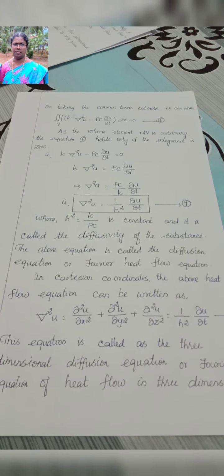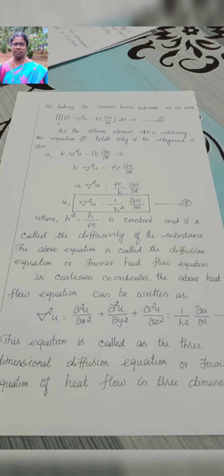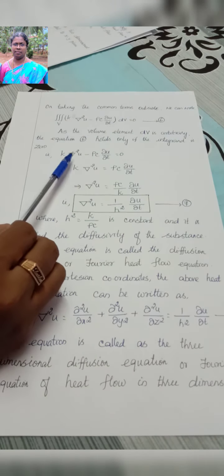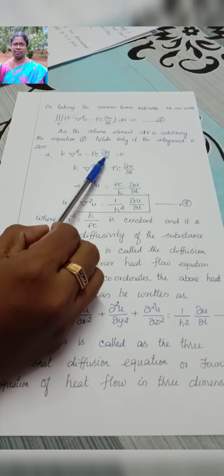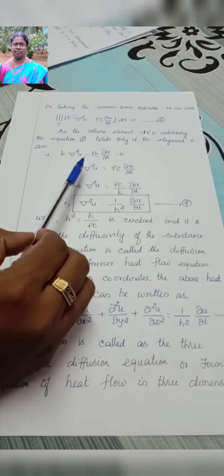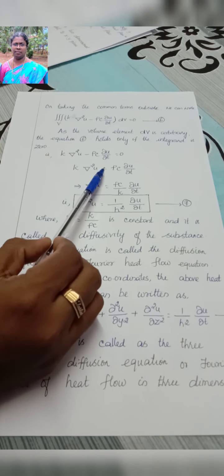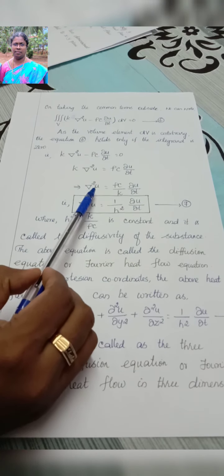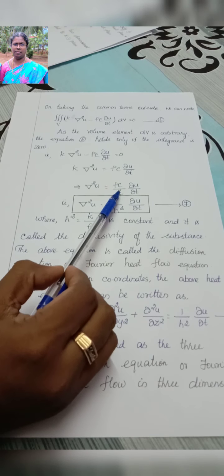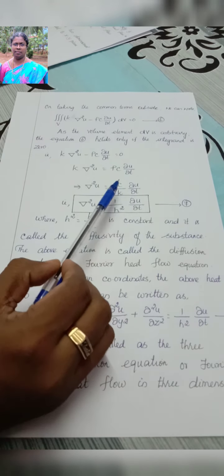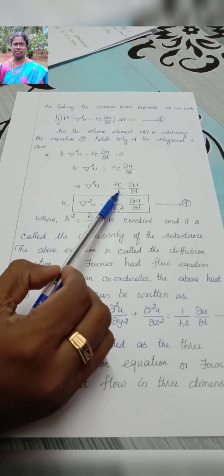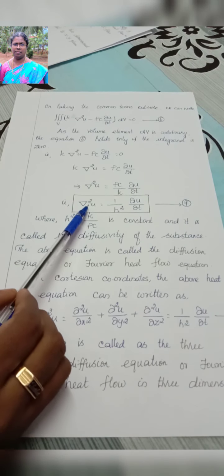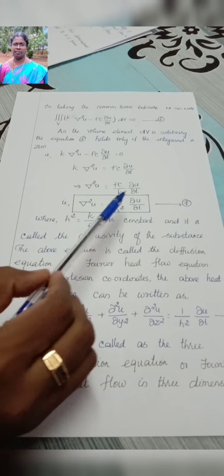As the volume element dV is arbitrary, equation 6 holds only if the integrand value is equal to 0. That is k del square u minus rho c dou u by dou t is equal to 0. From this we can write k del square u is equal to rho c into dou u by dou t, which implies del square u is equal to rho c by k into dou u by dou t. Here rho is a constant, c is a constant, k is a constant. So these three constants are replaced by a single constant as del square u is equal to 1 by h square into dou u by dou t.